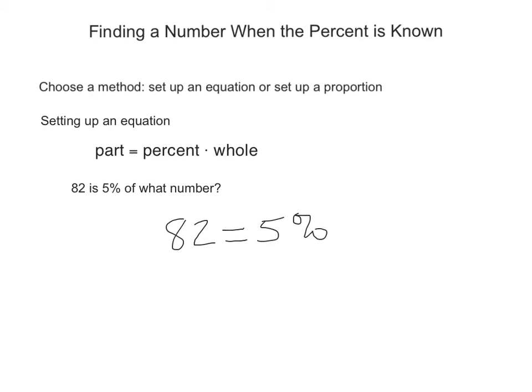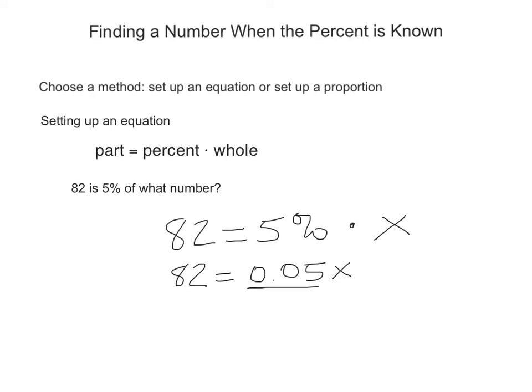Of, when I see the word of, that means to multiply. So I'm going to multiply what number? Well, I don't know the number. This is our mystery. This is what we're solving for. So I'm going to use a variable here, and I'll use x. So let's continue simplifying and solving this equation. 82, and when I have 5%, I actually have to find the equivalence using the decimal. So that'll be 0.05 times x.